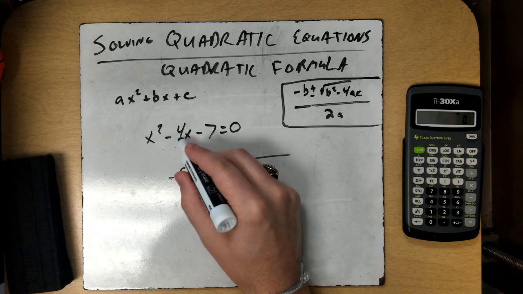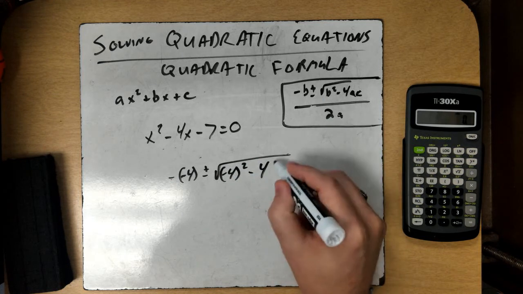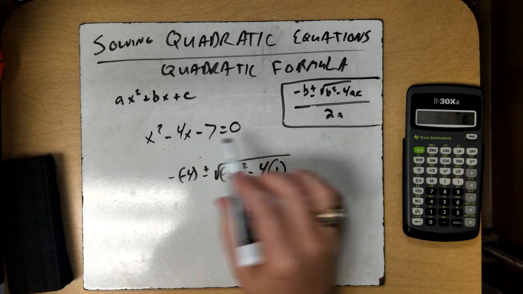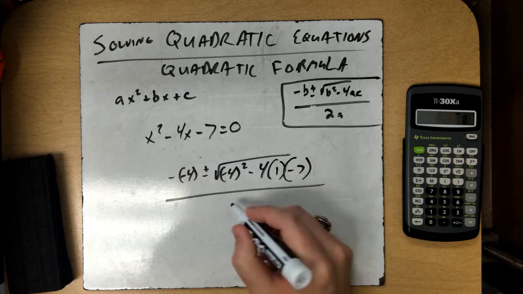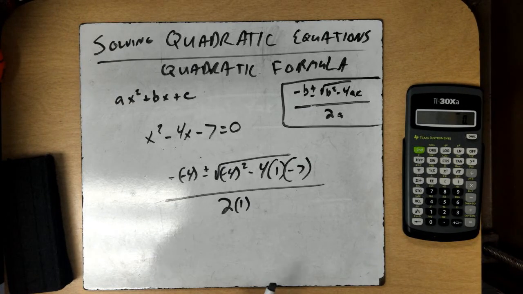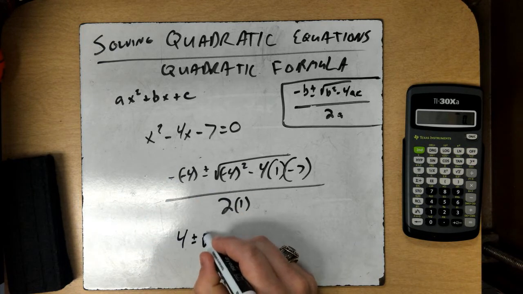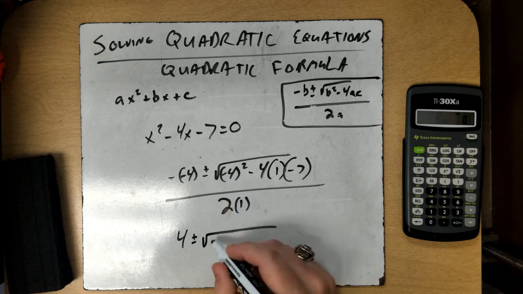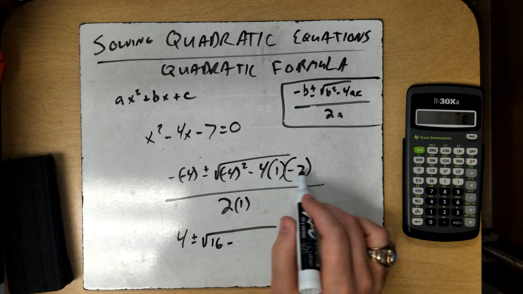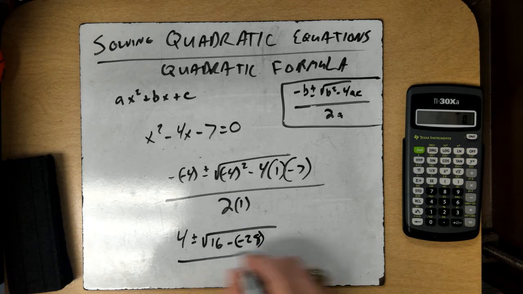All over b squared. So b is negative 4 squared minus 4 times a. And remember, if there's no number in front of the x squared, our a is a 1. And c, which is once again negative 7, all over 2 times a, just 2 times 1. Okay? So in front here, those two negatives cancel out to make a positive 4. Negative 4 squared is 16 minus 4 times 1 times negative 7, and that's like our last question, gives us negative 28, all over 2.